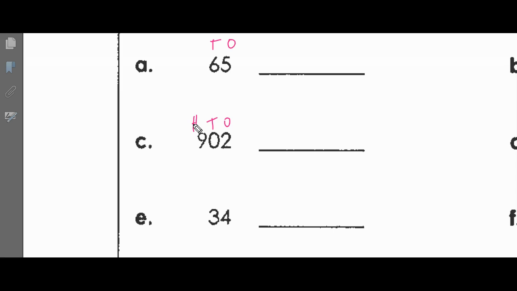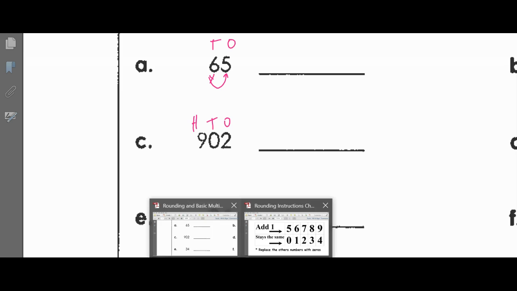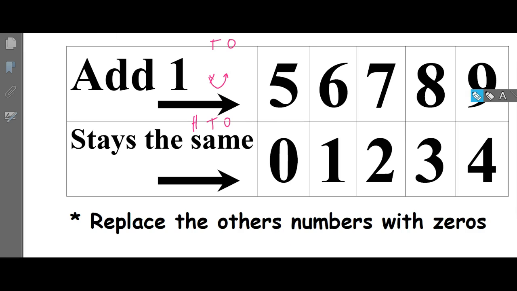Okay? So look at 65. Look at the number to the right. Remember, what does the 5 say? Well, we don't know. The chart that I just gave you. What does the 5 say to do? Add 1. Okay? Add 1.